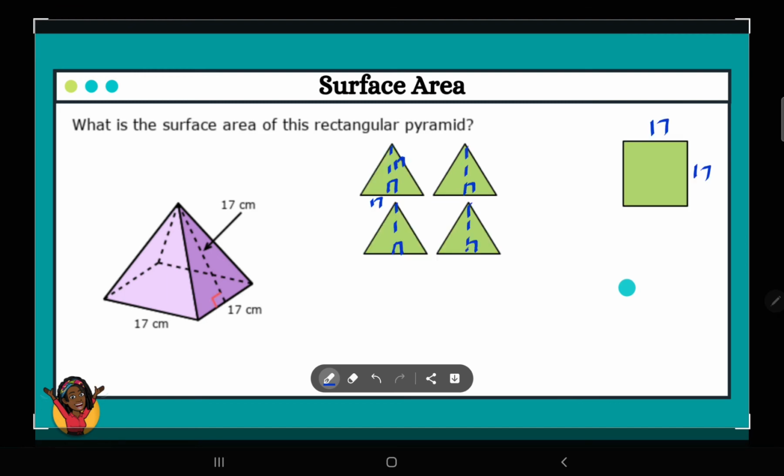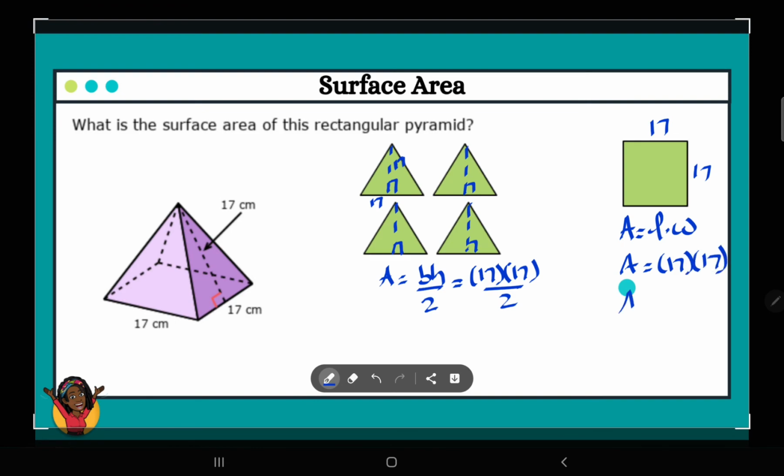All right, so let's go ahead and use the formula. So I've already gone ahead and filled in. So we have 4 equivalent triangles and we have a square. So area equals length times width is what we'll use there. And area equals base times height divided by 2 is what we will use here. So we're working with 17 times 17 divided by 2. And we're working with 17 times 17. 17 times 17 is equal to 289 centimeters squared.